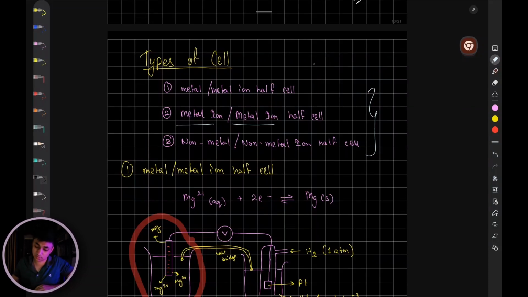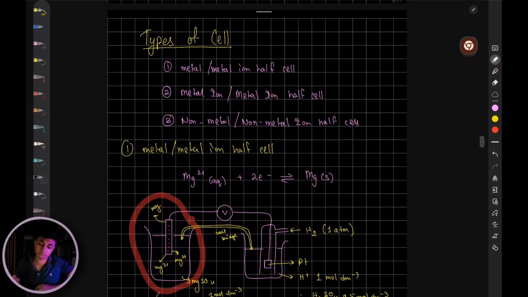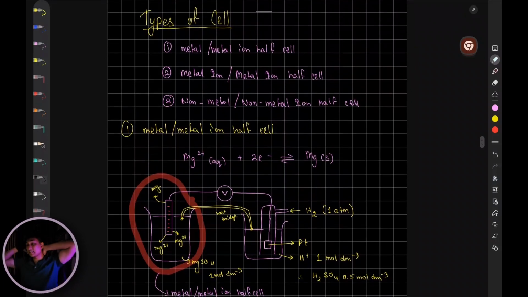The last type is going to be the non-metal and non-metal ion half cell. That is, in the previous videos, you saw the hydrogen coming in through the funnel-ish thing, and you have your solution of H+, and this is your platinum wire, Pt. So H2 gets in through this space, and the H+ concentration is 1 mole per dm cube. So this is your non-metal, and this is your non-metal ion. That makes your non-metal ion half cell. So three main types of half cell, and you can connect these to make other different types of electrochemical cell.